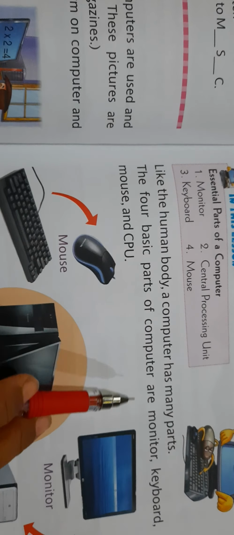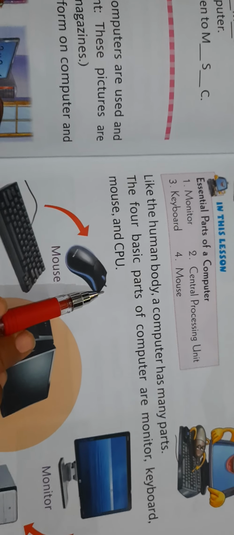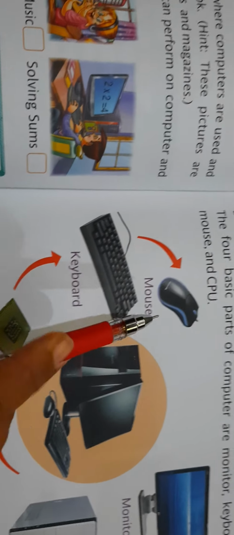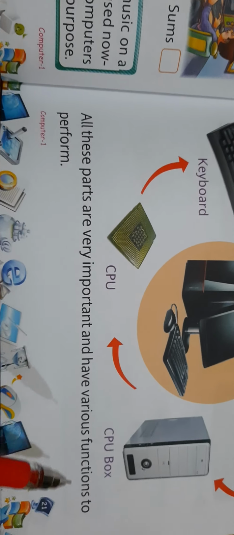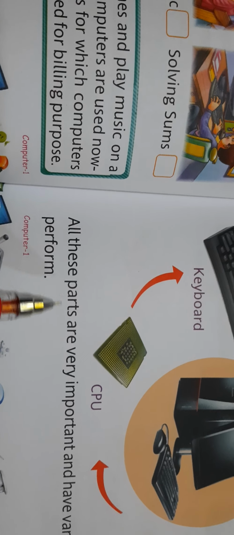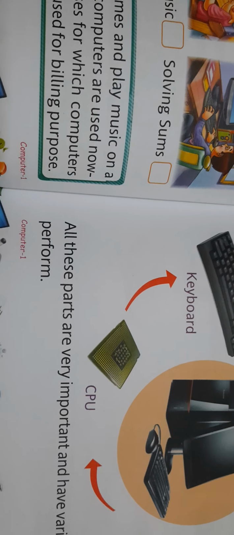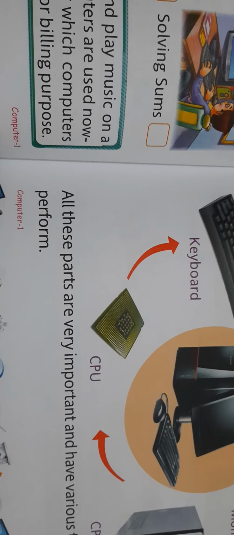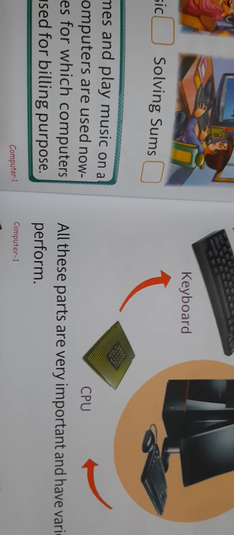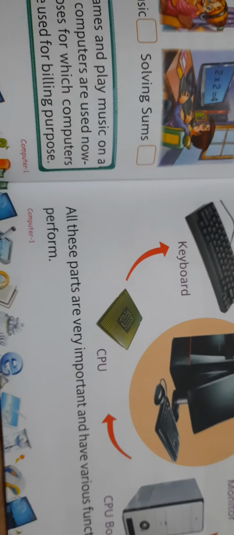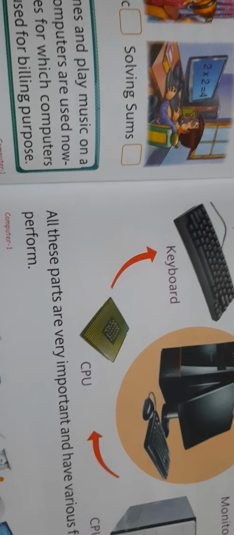First, the 4 basic parts of a computer are monitor, keyboard, mouse and CPU. You have seen all these parts. I have shown you practically. Okay, and you can see here also in this picture. Now, all these parts are very important and have various functions to perform, just like our body parts. Like our hands can do many things. We can write using hands, we can cook using hands, we can eat using hands, and various other functions. Same way, each part of the computer performs many functions.